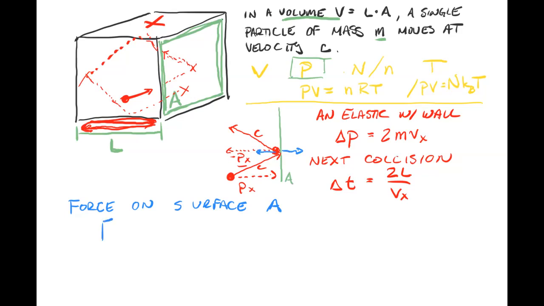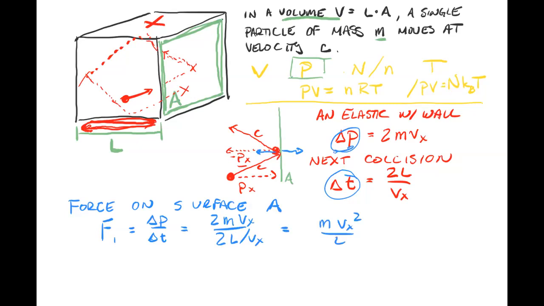Well, the force from one particle would be the change in momentum over the change in time, averaging out over many, many collisions. What we can say is that there is going to be a force of 2mVx exerted every delta t, where this is our delta p, here's our delta t. And so we can say that we have a force 2mVx over 2 times L over Vx. And rearranging this, we get mVx squared over L.